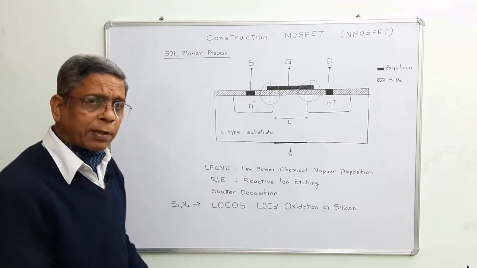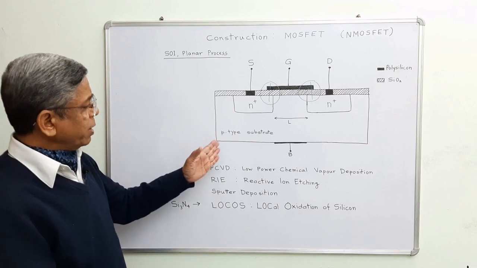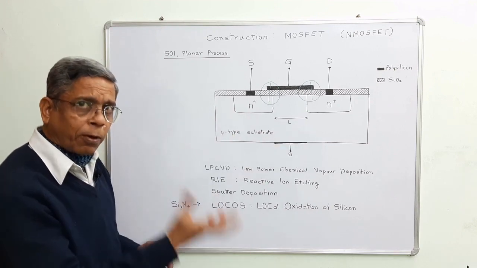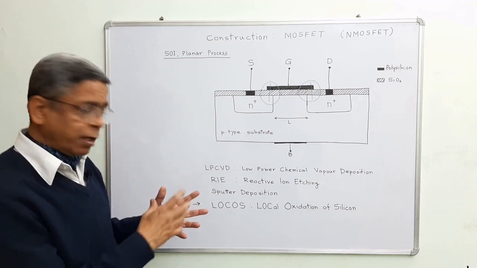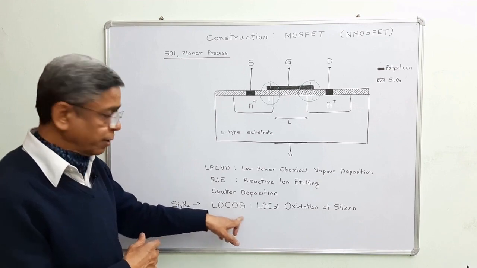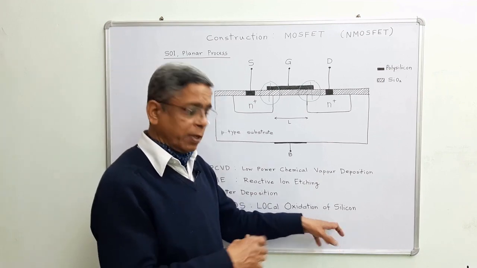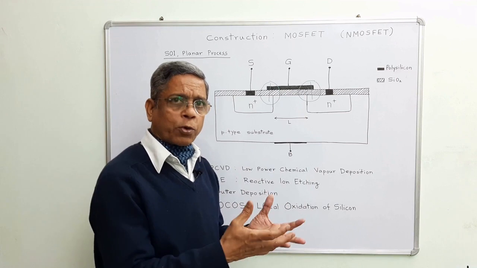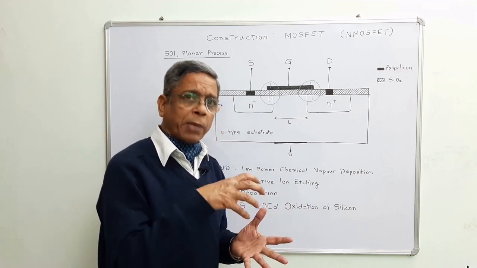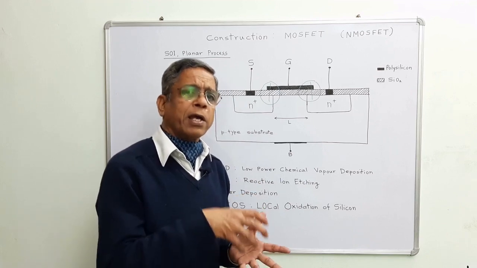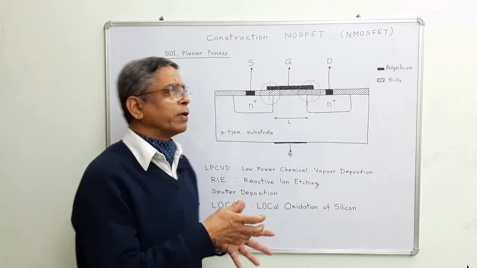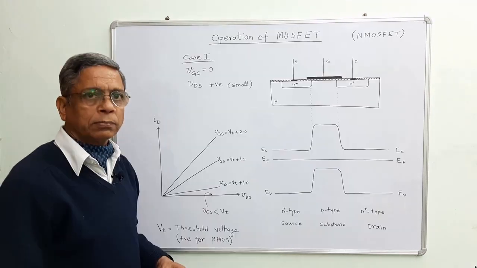In modern process, what we do is we take any substrate, P or N, and we coat thoroughly all sides of this substrate with the nitride layer using low-cost technology. This is local oxidation of silicon. The whole substrate is all around coated with this layer. Then selective patterning, masking, metallization, etching and other subsequent processes are done sequentially to fabricate the whole device.